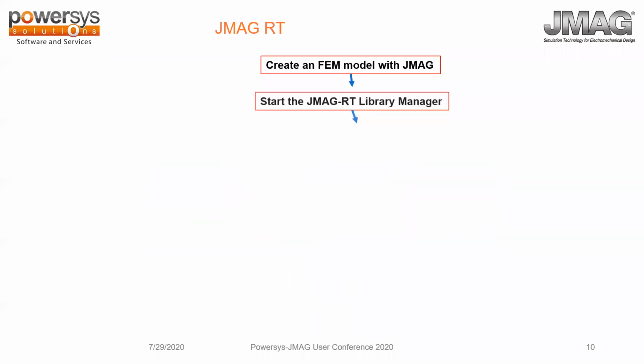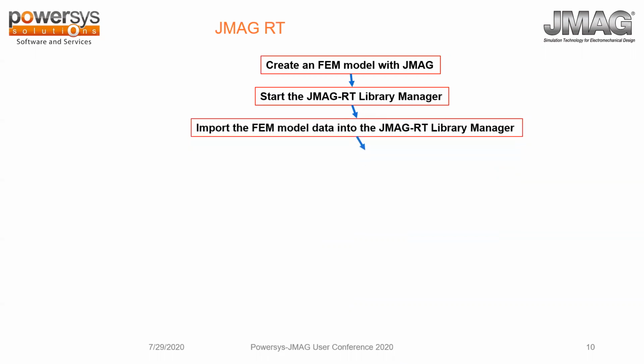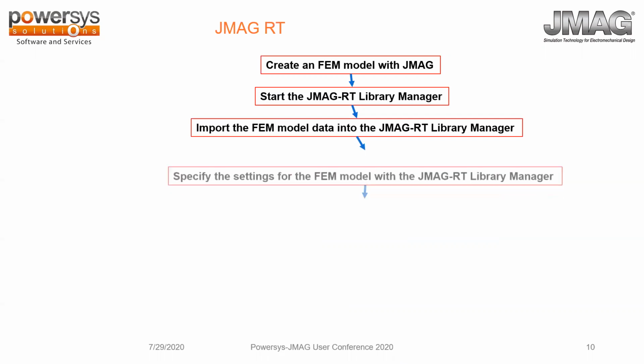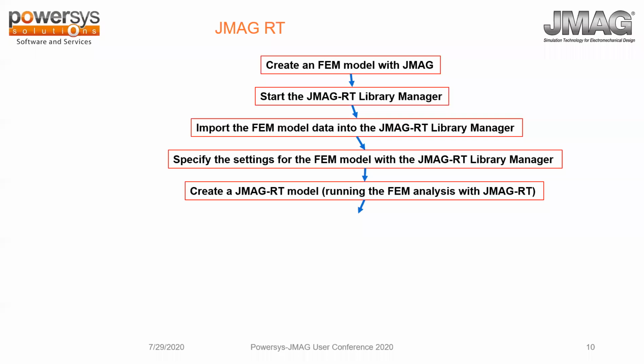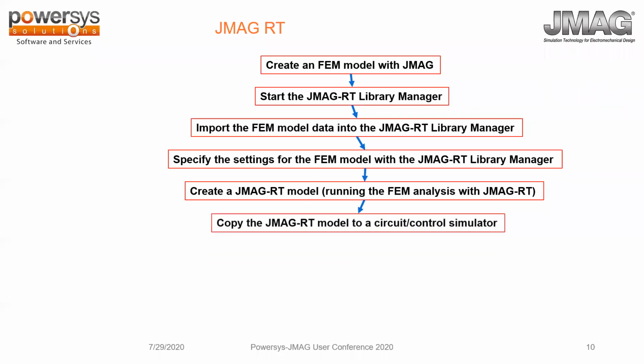Now, once we generate that, with the different modes of generation, how we work is we have the Jmag Rt library manager, wherein you just import the FEA file and specify some of the operating conditions in there, and then create the RTT file. Once the RT file is generated, that can be shared with circuit or control simulator users, who would want to use it in their operations.